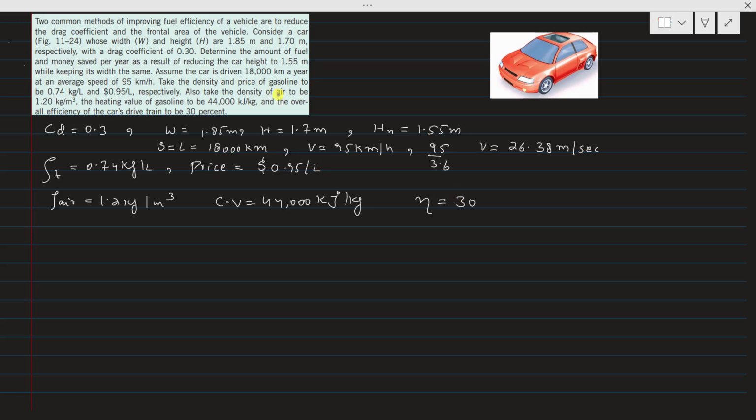We are basically interested in finding the cost saving from reducing the height of the vehicle from 1.7 meters to 1.55 meters. It will reduce the frontal area of the vehicle. Reducing the frontal area means the vehicle will consume less fuel, and it will save your money. We need to find the reduction in fuel and the saving in terms of money.